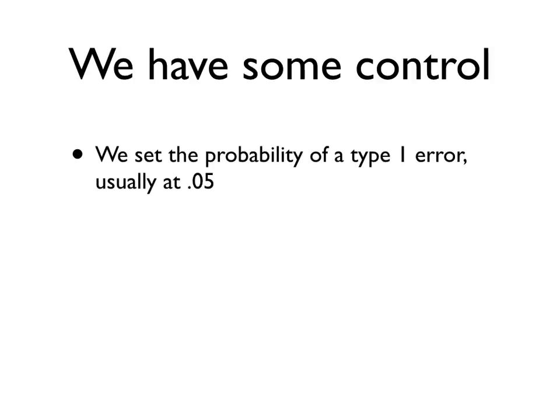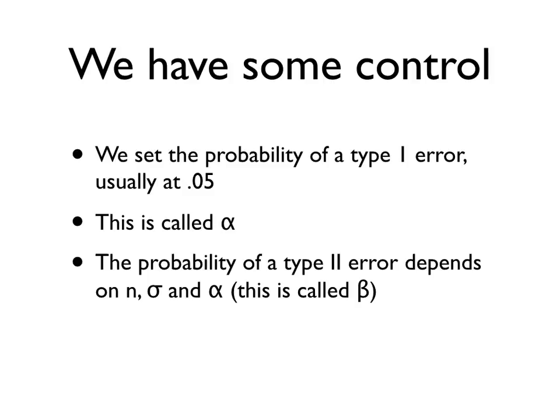We set the probability of a type 1 error, and we usually set it at 0.05. This is a convention that I think is stupid, and I'll go into why in a moment. But this is called alpha, the probability of type 1 error. The probability of type 2 error depends on n, the number of subjects, and sigma, the population standard deviation. Remember going back to that, it could have come from this distribution.